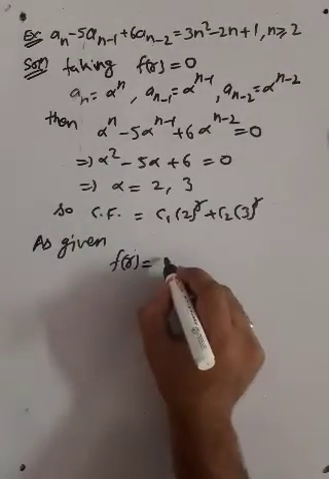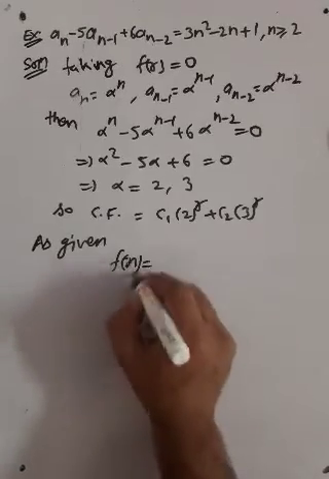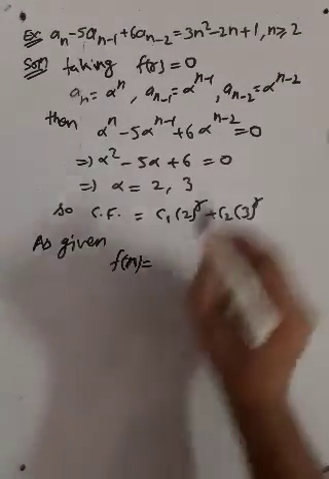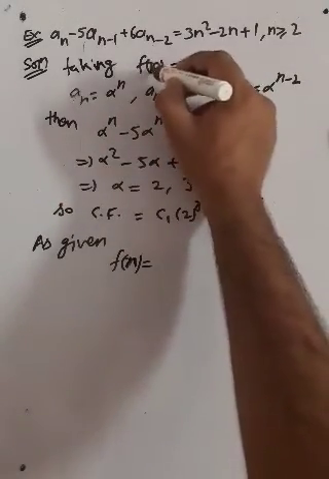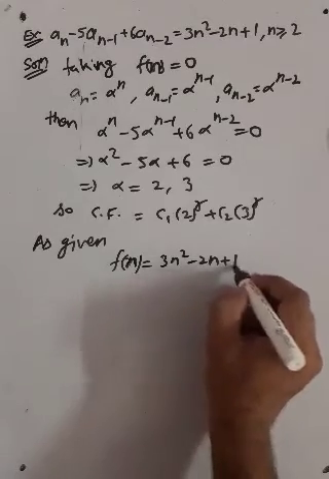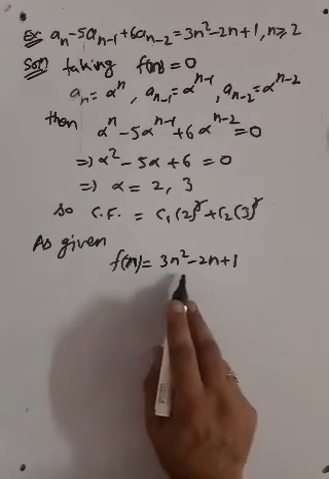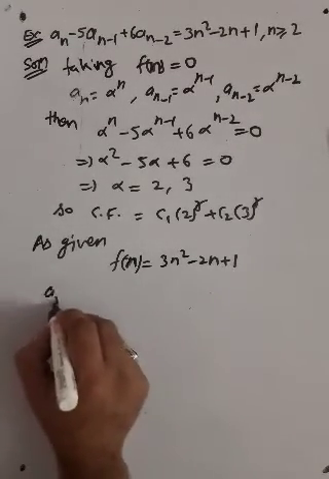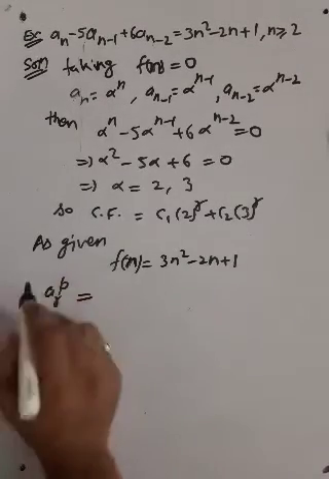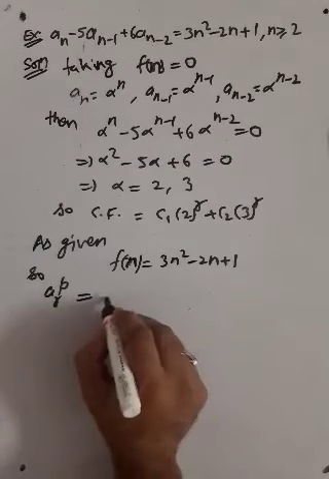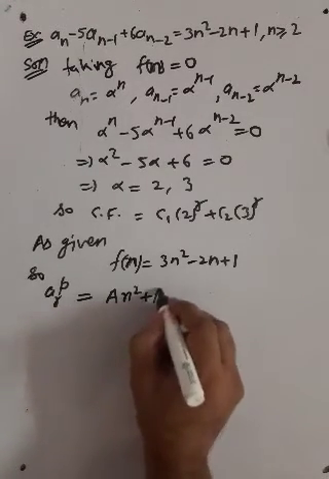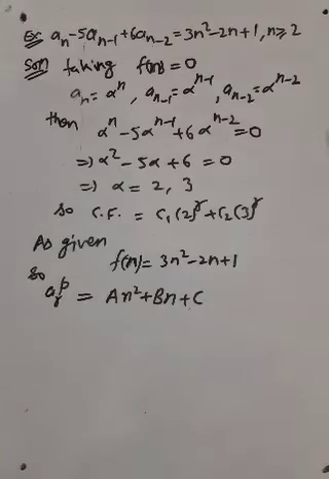As given, Fn is equal to 3n square minus 2n plus 1. This is not R, this is N. It is a second degree polynomial in N. So ARP is also a second degree polynomial, A n square plus bn plus c.